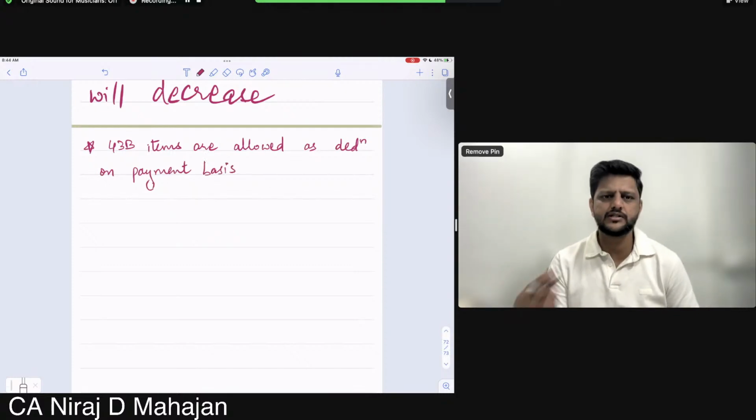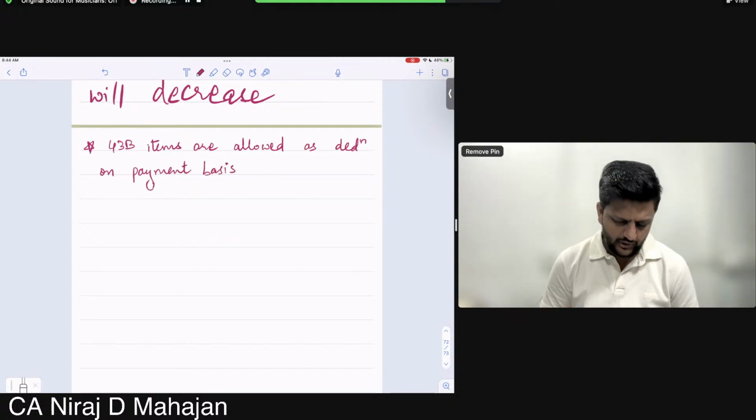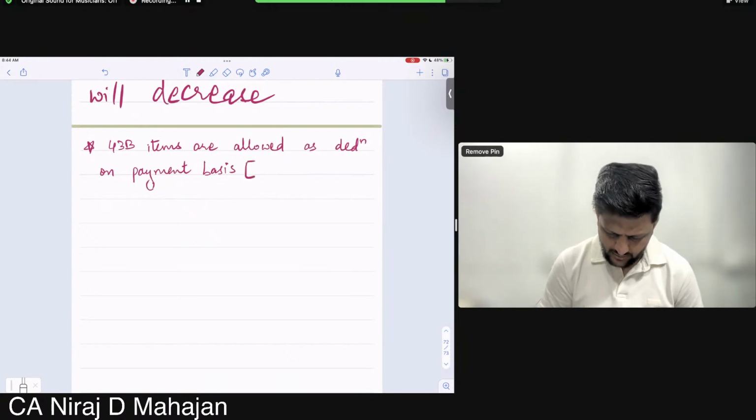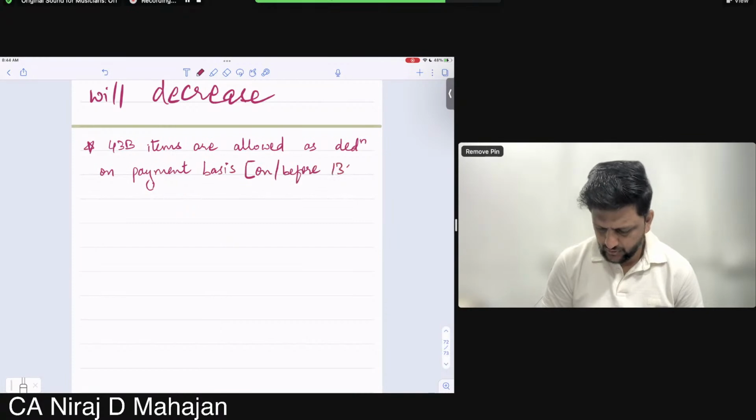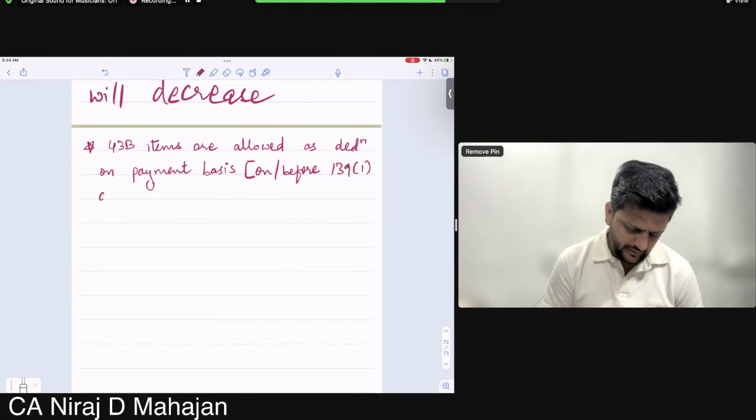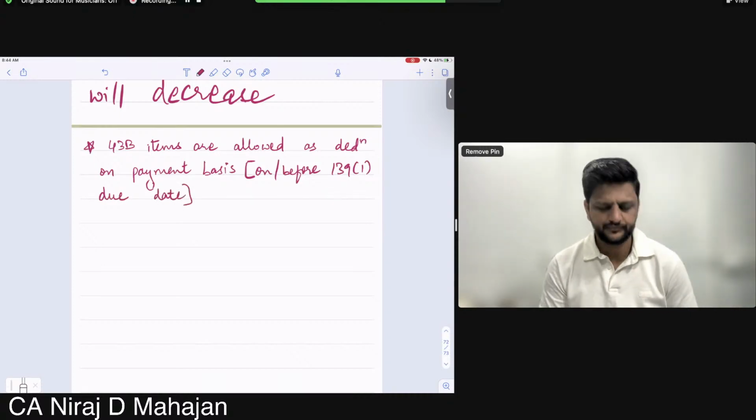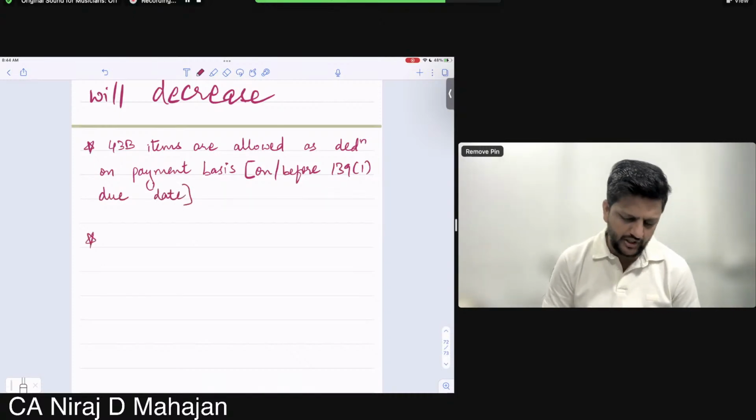On payment basis, this line should not be very much confusing for you. On payment basis, on or before 139(1) due date. ठीक है? And star mark, one more important star mark.